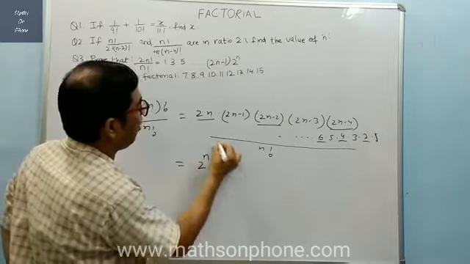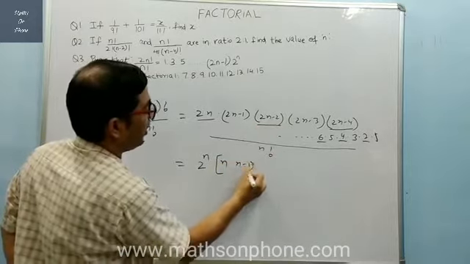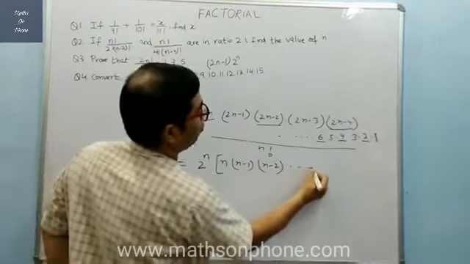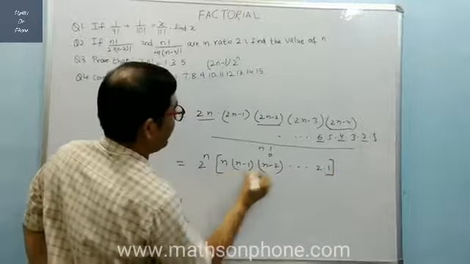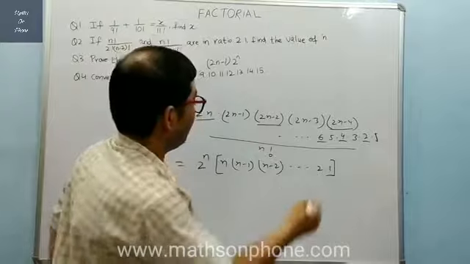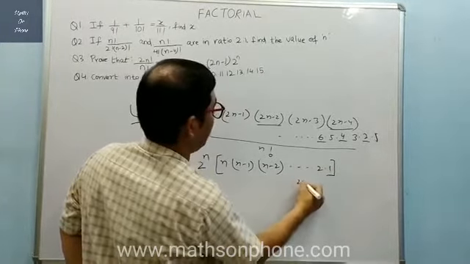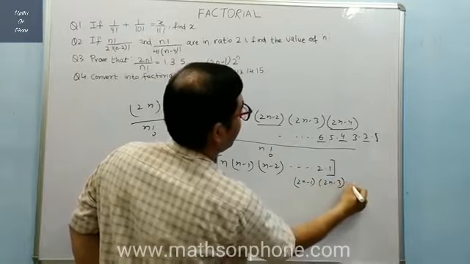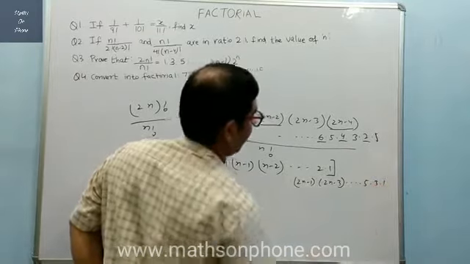And on taking common, what we are left with? N. Here, n minus 1. Here, n minus 2. Up to 2, 1. Like this. Okay? And we are just left with the odd terms. That means which are not giving 2 common. What that is? 2n minus 1, 2n minus 3, 5, 3, 1. Like this.